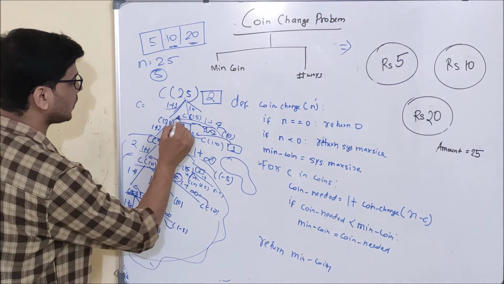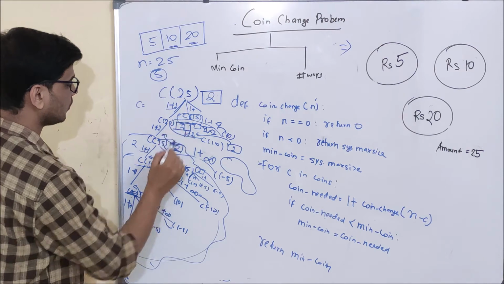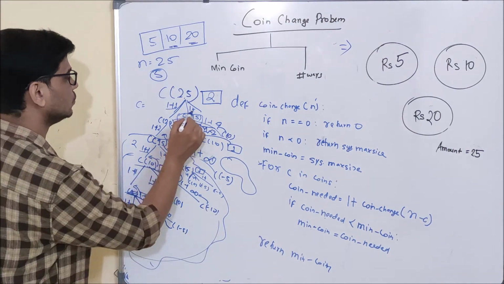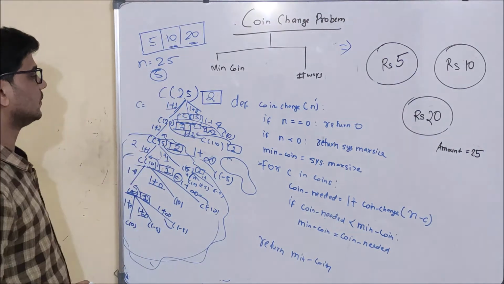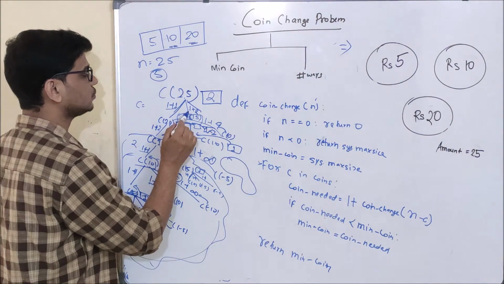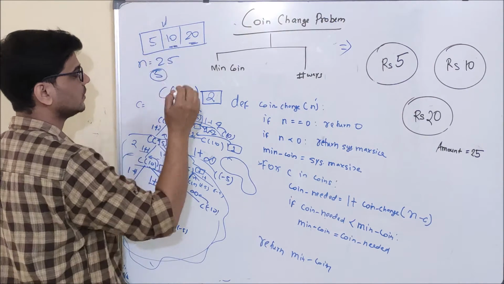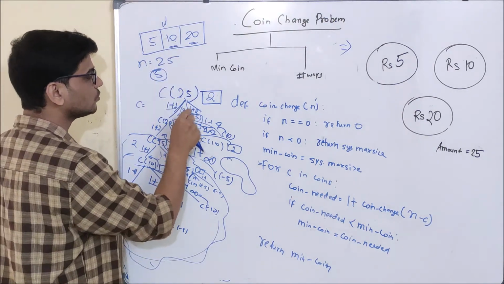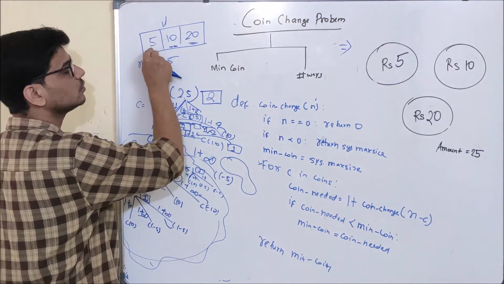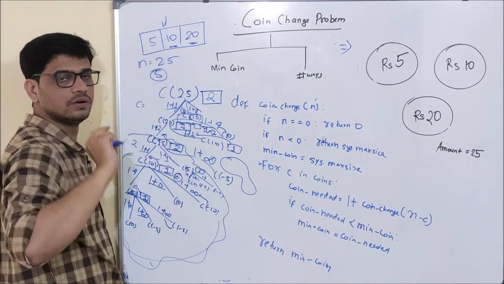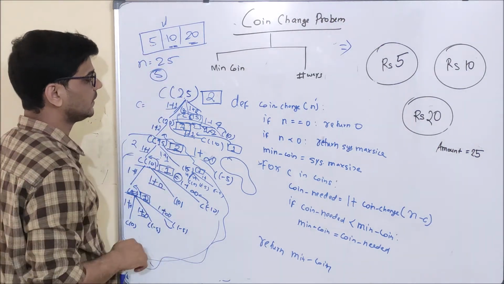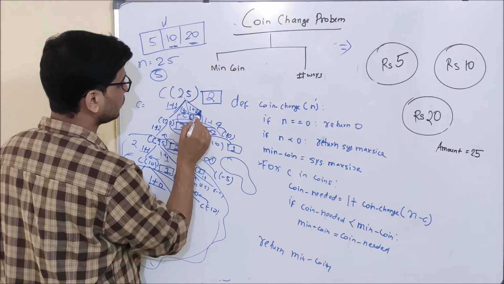So again this particular big tree will grow. And what is this big tree returning? 2. So it will return 2 from here. So 1 plus 2 equal to 3. So coin needed through this particular option is 3. Is it smaller than the coin needed through this particular option? No. So we are not going to update it. So again what will happen?